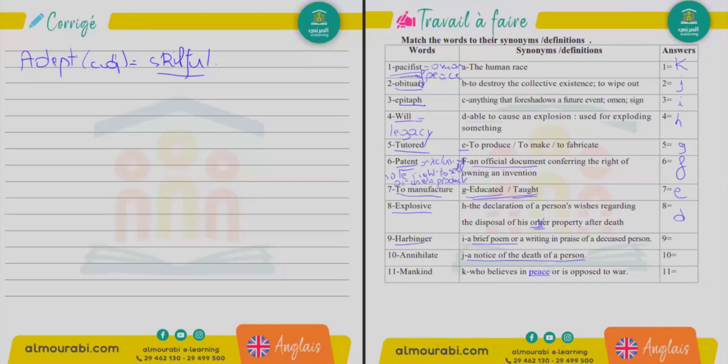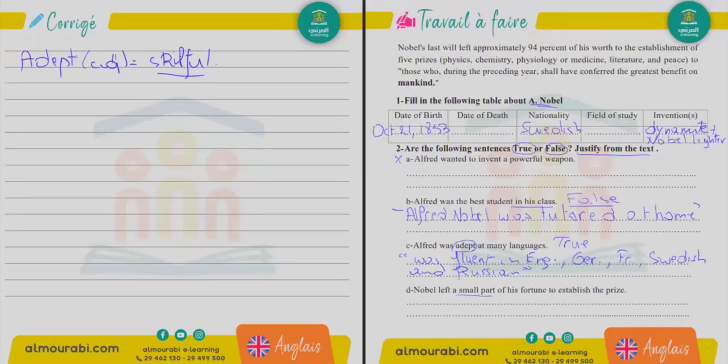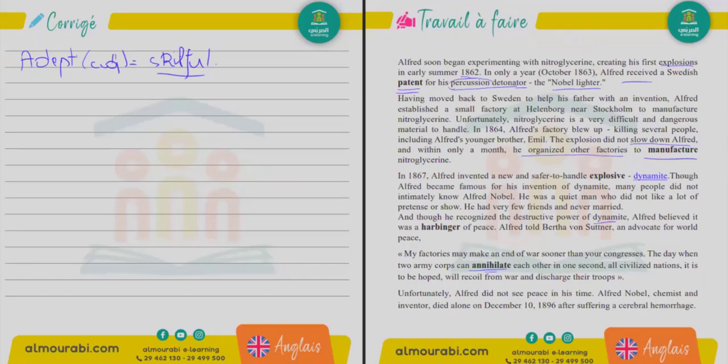So anything that foreshadows a future event, a coming sign. It's an omen. It's a sign. Anything that foreshadows or predicts a future event. And there, the dynamite was a harbinger of peace. It was a sign of peace. It was an omen. It was simply something that he intended to bring about peace in the future. Not about wars. That was his intention.